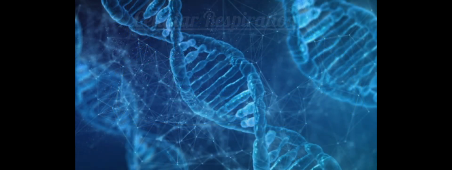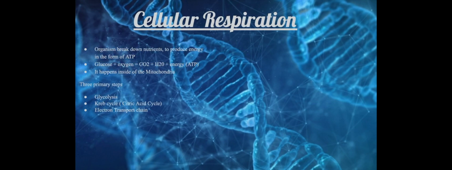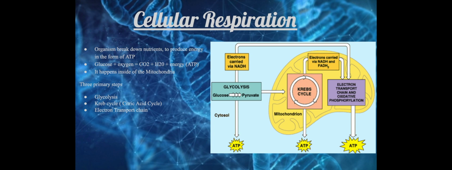But now let's head into cellular respiration. Now, cellular respiration is where organisms break down nutrients to produce energy in the form of ATP. It is where glucose and oxygen are converted into carbon dioxide, water, and energy, or ATP. Now, this all happens inside of the mitochondria. However, there is one step that happens in the cytoplasm.